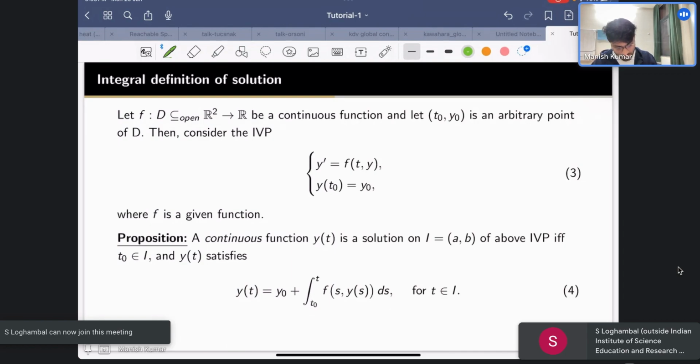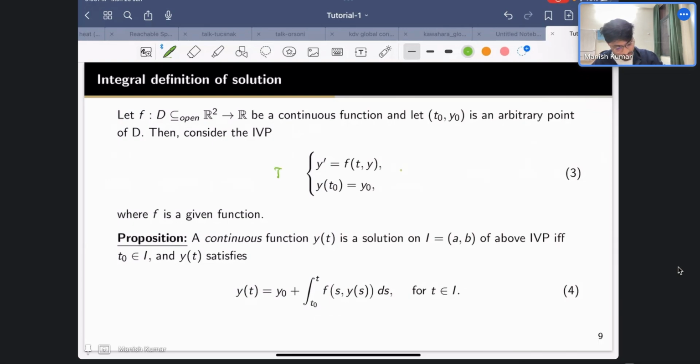Okay, so this is another definition that we have for the solution of this IVP. You already saw what the solution means. y will be called a solution if it satisfies this differential equation and this initial condition. So y is a solution on I, where I should contain t naught, and y at t naught should be equal to y naught. This is what we mentioned earlier. Now we'll give another equivalent definition of this solution.